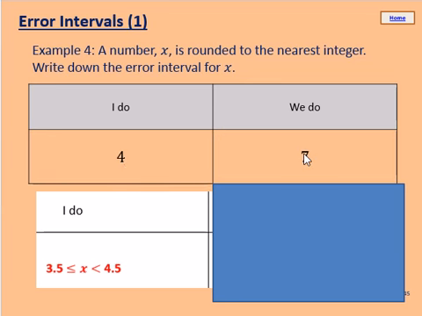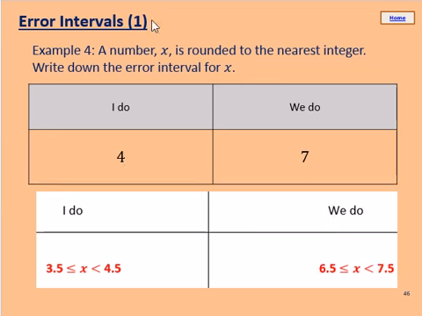Please do the same for 7. So for 7, rounded to the nearest integer, is rounded to 7. It could be anything greater than or equal to 6.5 and less than 7.5. So well done if you got that right. We'll go on to some independent practice now.